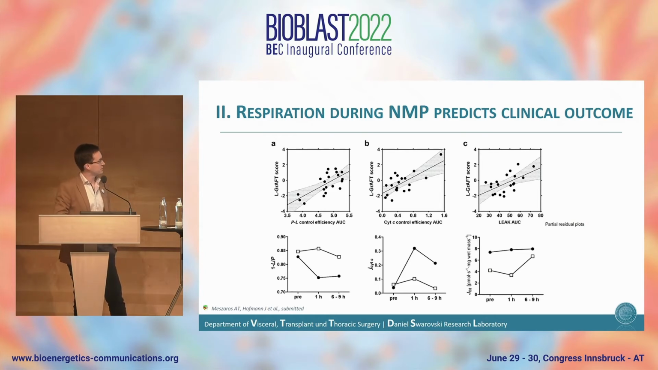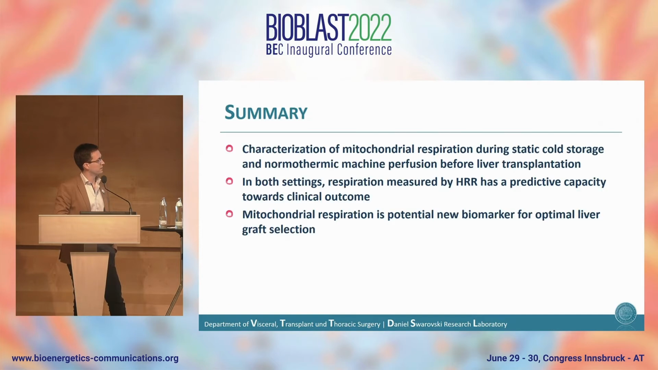Here are some exemplary data. That's a well-performing liver, with high, good coupling, low cytochrome c effect, and low leak, and that's a bad one with, of course, different data here.